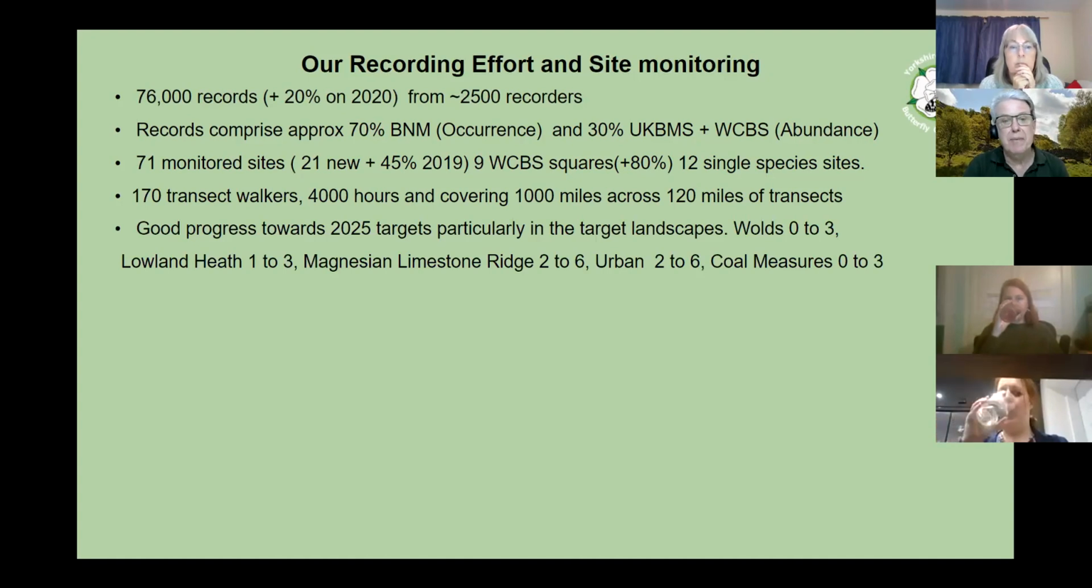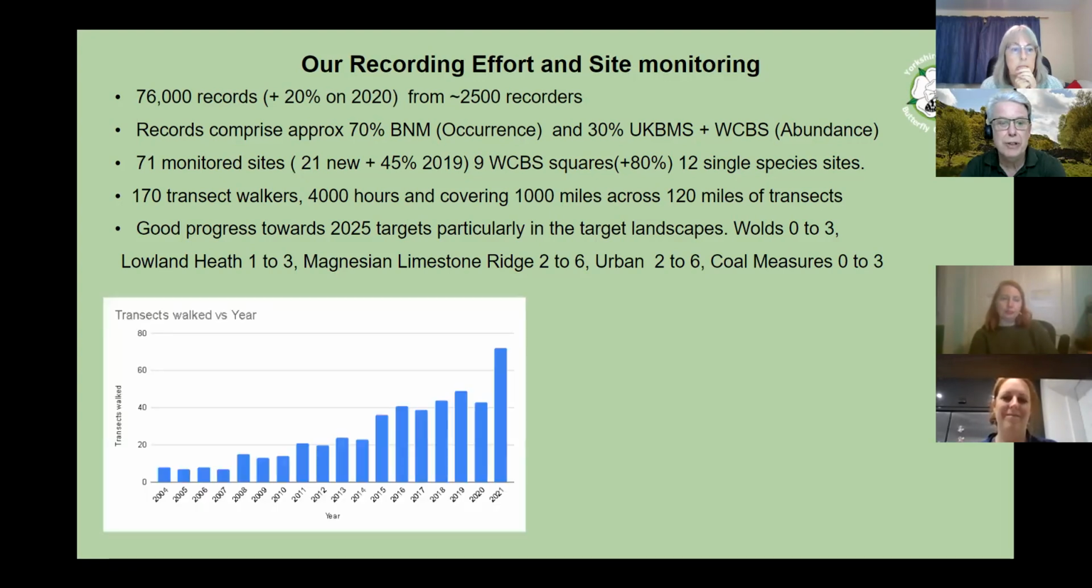So as I was saying, we've made good progress on our 2025 targets, particularly in our target landscapes, with an extra 3 in the Wolds, an extra 2 in the lowland heath. So we have this year Alethorpe Common, magnesium limestone ridge, which I've described, and we also got some urban ones, which is great. I don't think we've got any representatives here tonight, but we've got an extra 3 actually in city centres. So these are green spaces. We'll have more next year, which is good news.